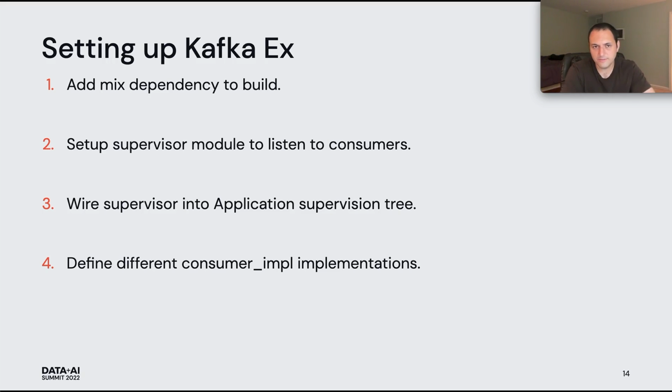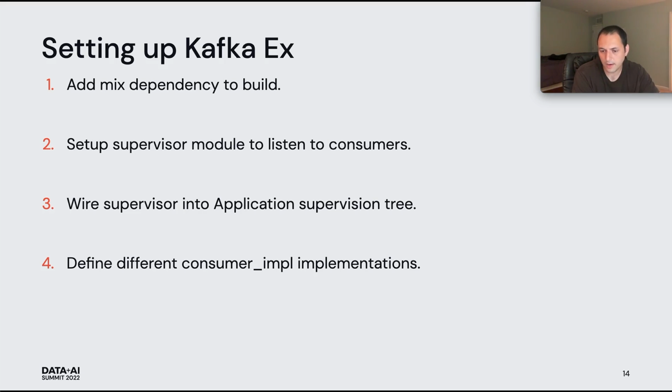Okay, so this is all what you have to do at a high level for setting up Kafka. We're going to add a mix dependency to build. Mix is the go-to build system for Elixir applications. If you start experimenting with it, you'll quickly learn that everything's done with mix. And it's a great tool. And we're going to wire up our consumers to the supervisor module so that those will run as processes also. And we want those to be part of the application supervisor tree. And so that was number 3. I just said we're going to wire the consumers into the application supervisor tree. So that's key. And then we're going to define what the different consumer implementations are.